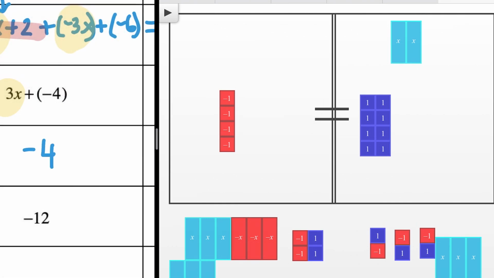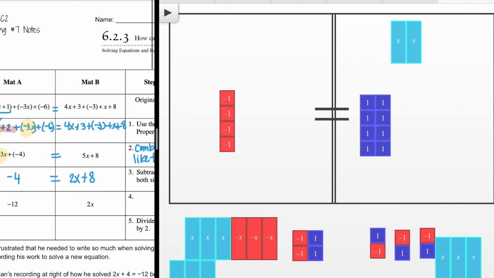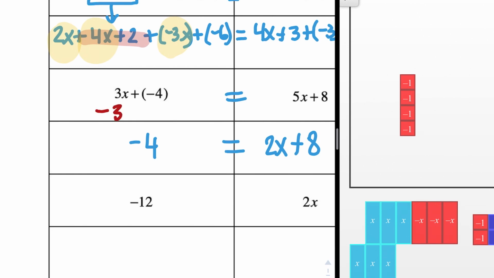4 negative 1s, so negative 4. And then on the right side, equals 2x plus 8. So I did exactly what it said, subtract 3x from both sides. If you want to show that step, it would look like this. You're supposed to take away 3x from both sides. So this became 0, and then 4 negatives, and then these two became 2x, and then 8.